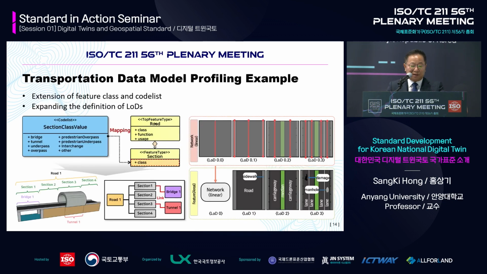And this is a profiling example. We have a transportation data model, and CityGML 3.0 has a different concept of level of detail. Then the indoor features can be described at level 0, level 1, level 2, level 3. So if we extend it to the transportation network, linear features, and the areal features, then there are a whole different set of levels. For example, LOD0, we can extend it to LOD 0.0 through LOD 0.3, which will describe each lane of a highway. So that is one of the profiling examples of the transportation data model.